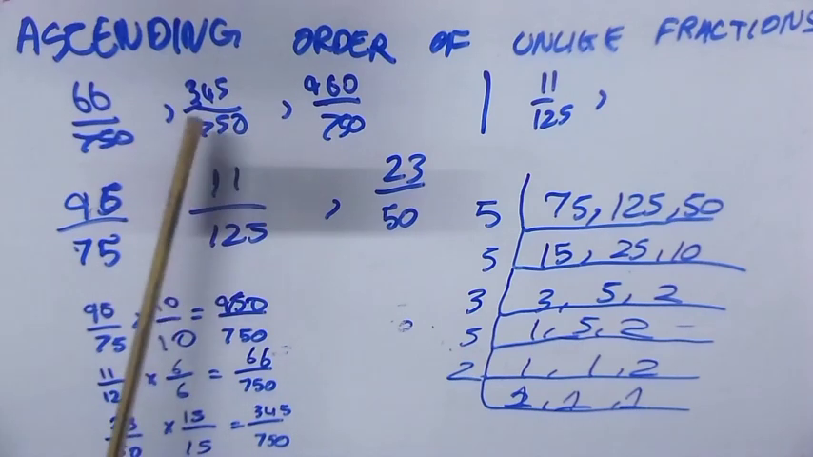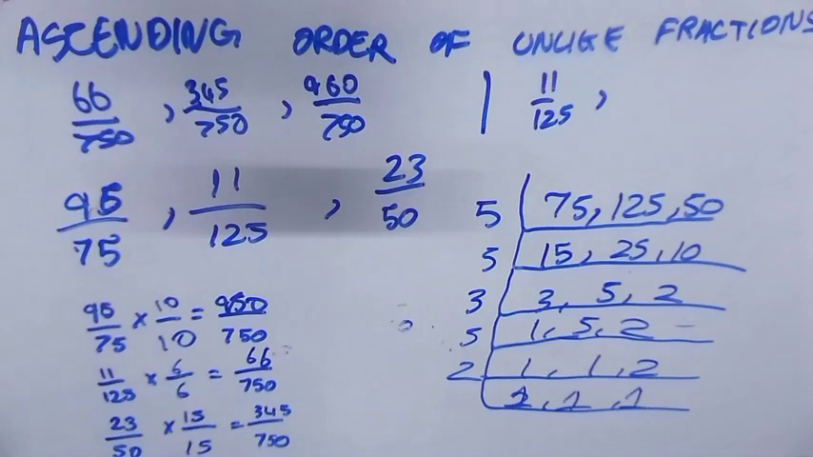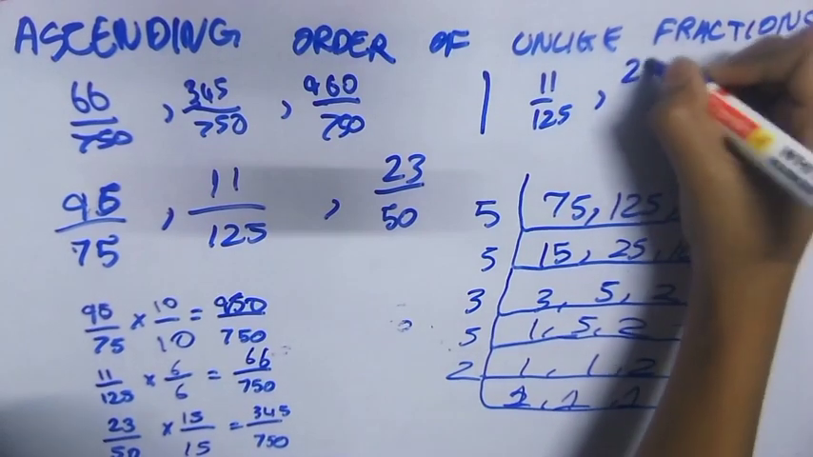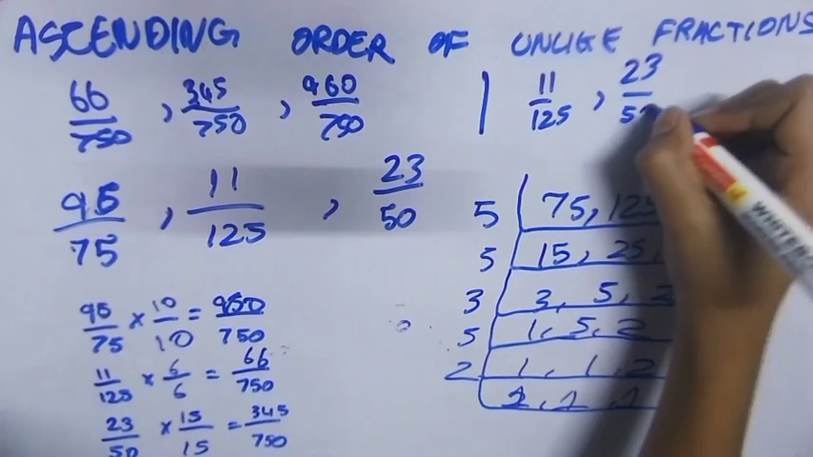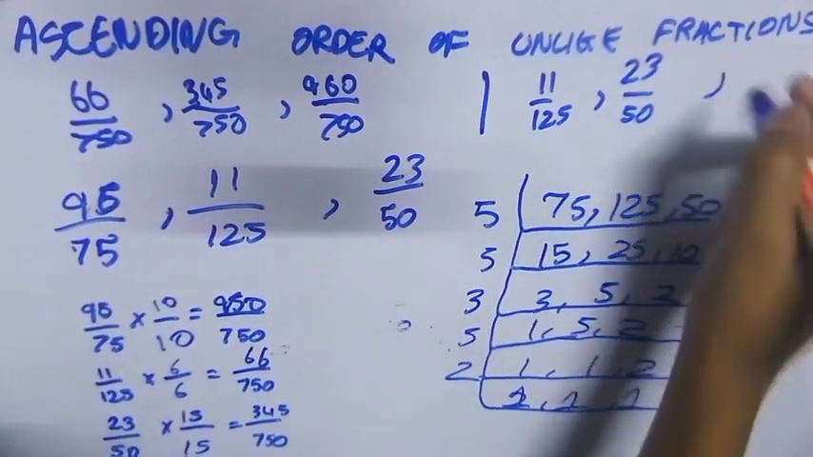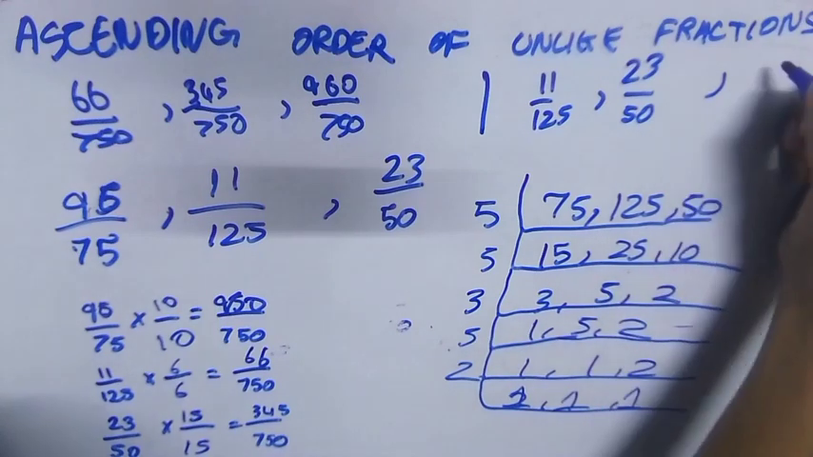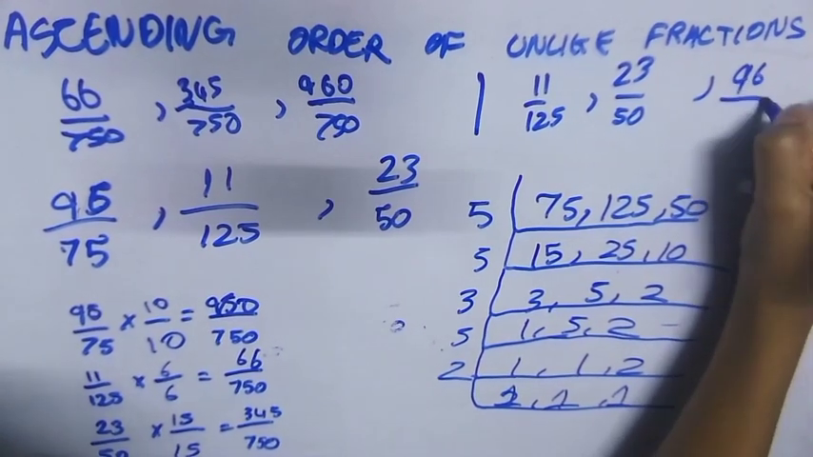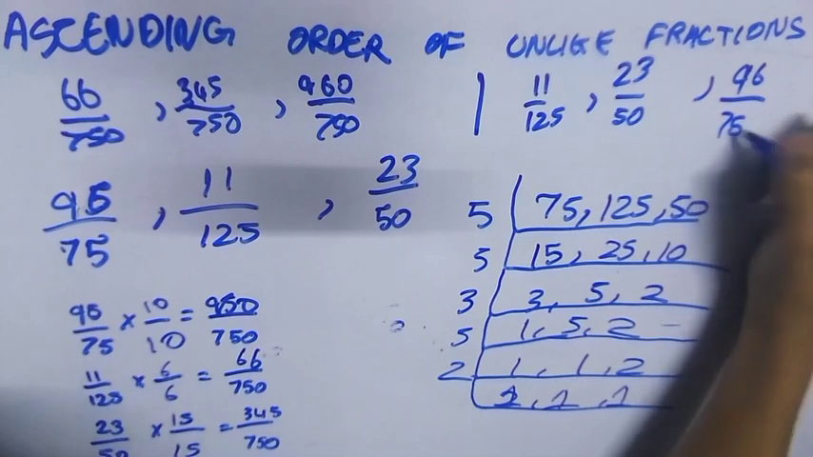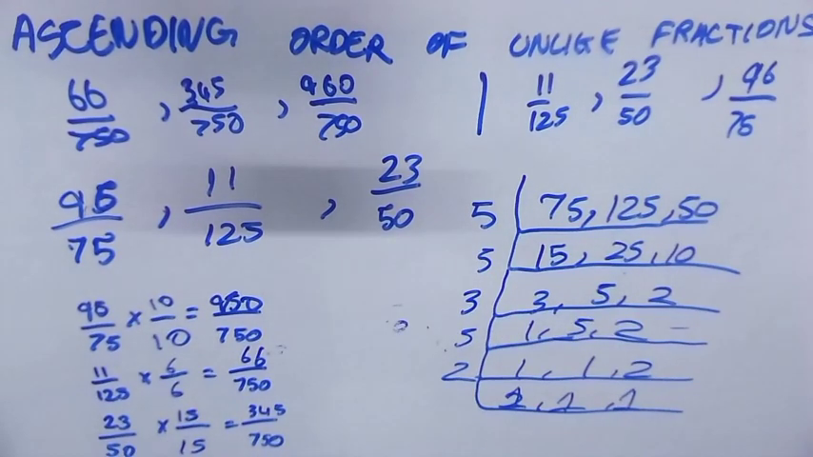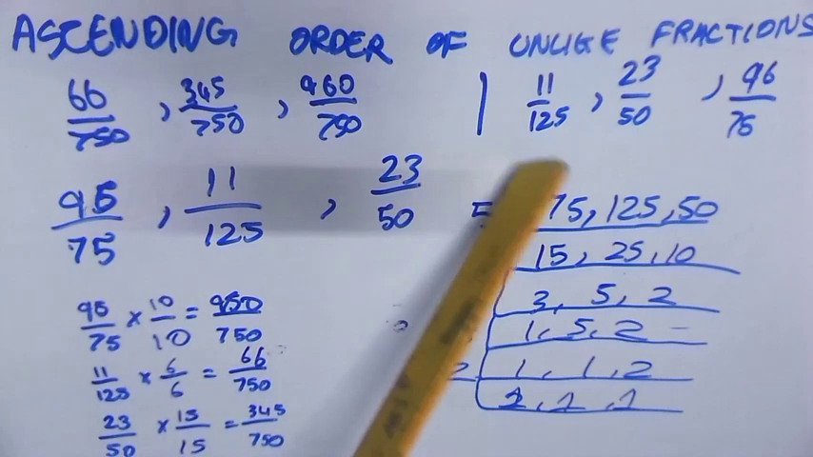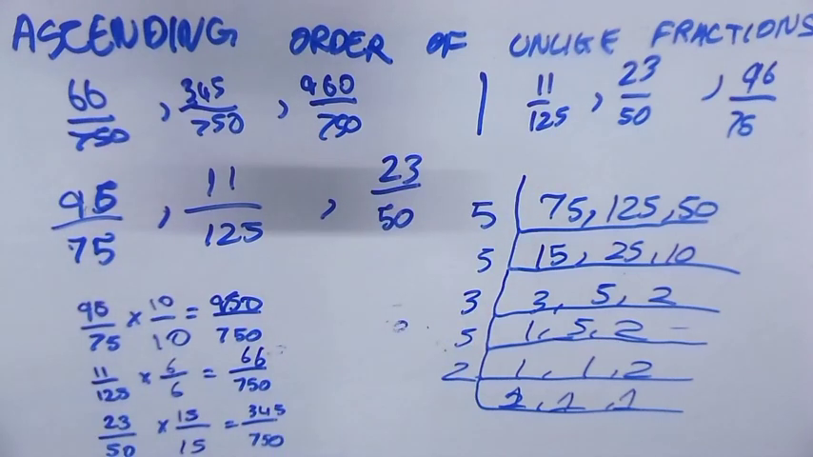345 by 750, which is 23 by 50. So the next largest fraction is 23 by 50, and then at last we have 960 by 750, which we get from 96 by 75. So it is a huge fraction. So this is the ascending order of these unlike fractions: 11 by 125, 23 by 50, and 96 by 75.